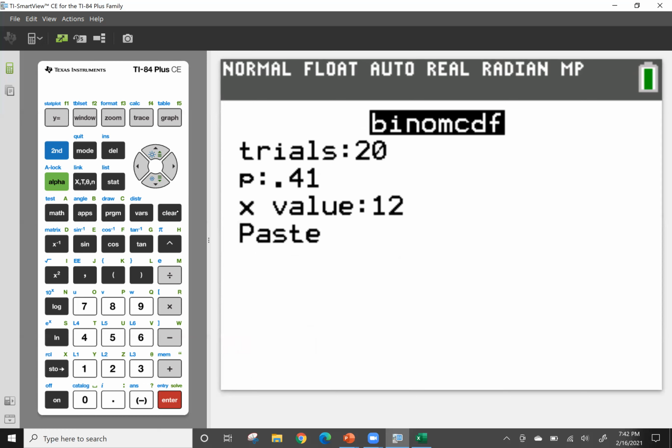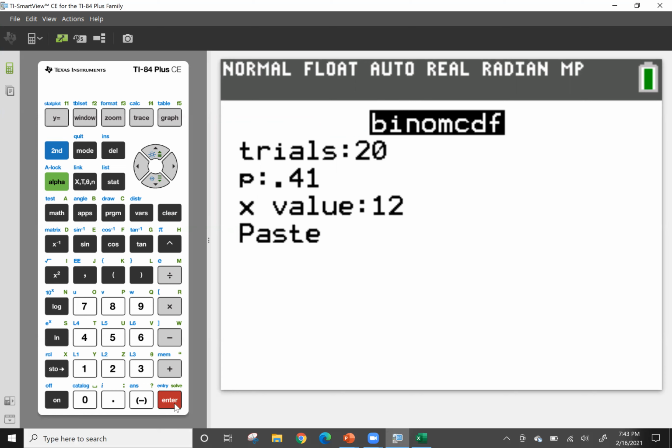And I have some information in here. I've already put this in, so you can see what information we have here. The number of trials, since we were taking a sample of 20 people and looking at them, was 20. I typed that in and hit enter. The next piece of information that I need to give my calculator is the probability of a success. And we know that 41% of our population has a high school diploma but does not seek education further than that.